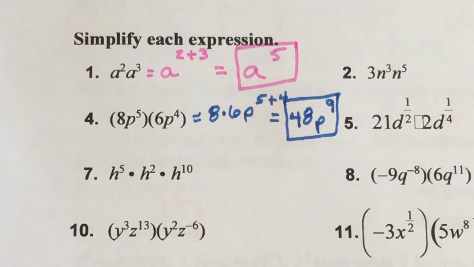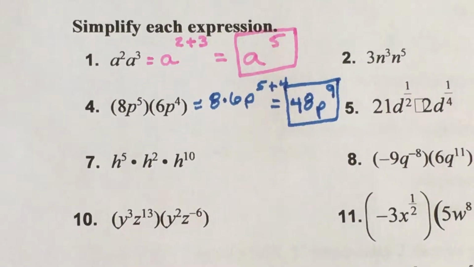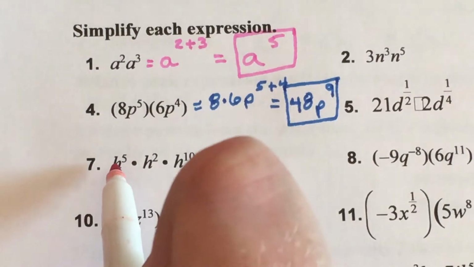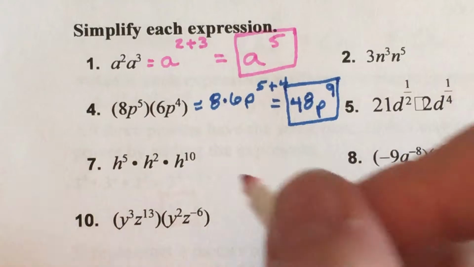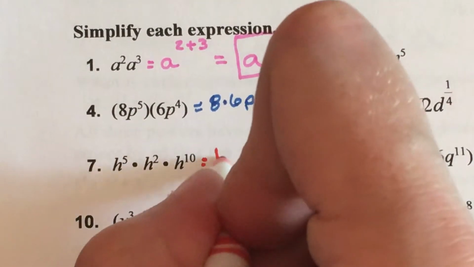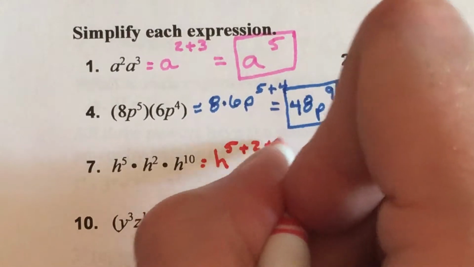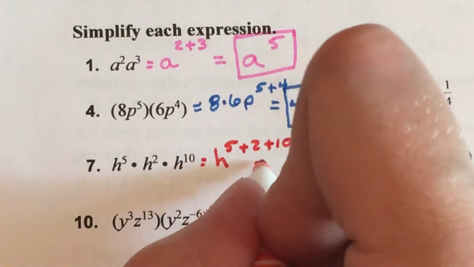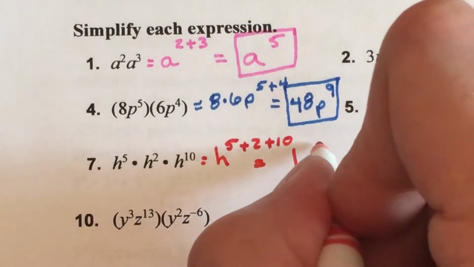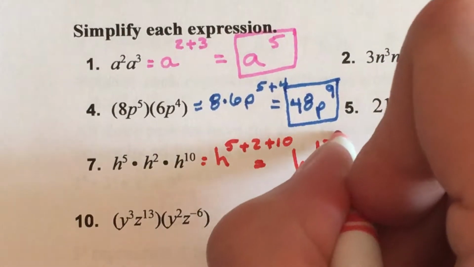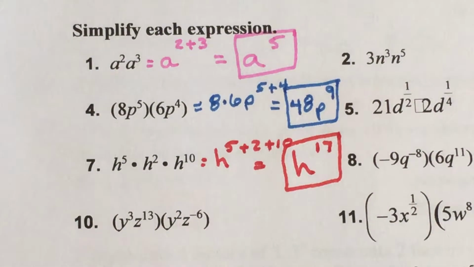Let's check out number 7. Here I have more than 2 pieces, but the rules have not changed. So this is h to the 5 plus 2 plus 10. And as a result, this is h to the 17th. Great.